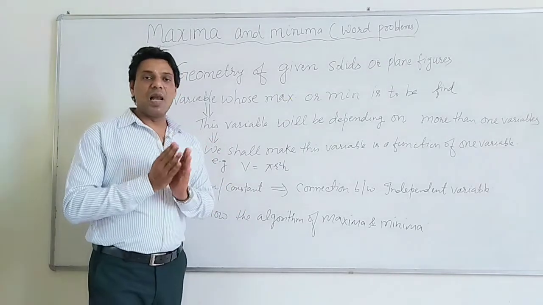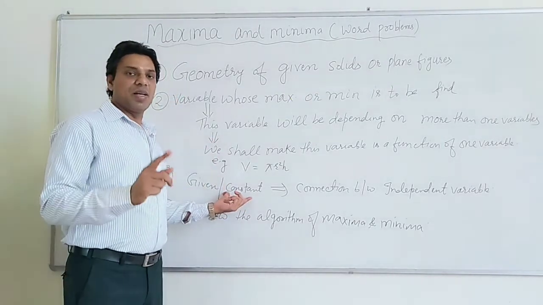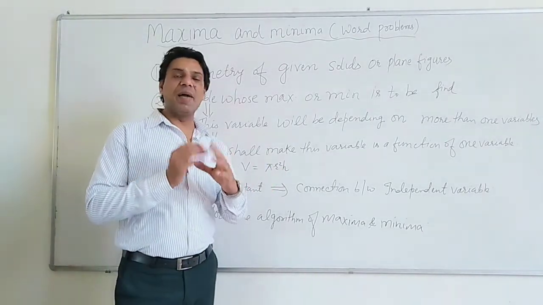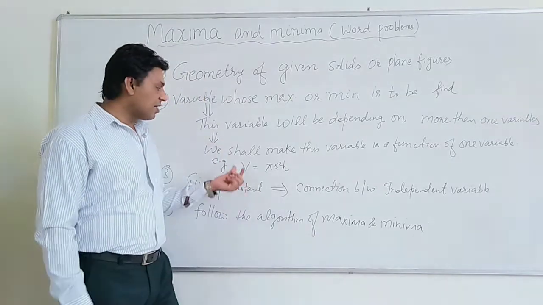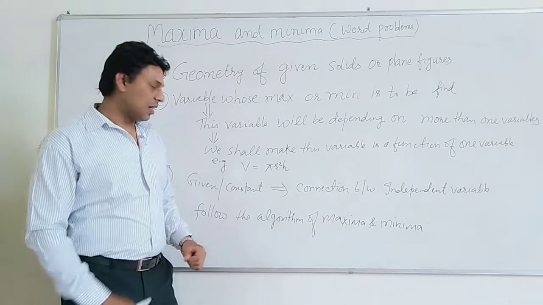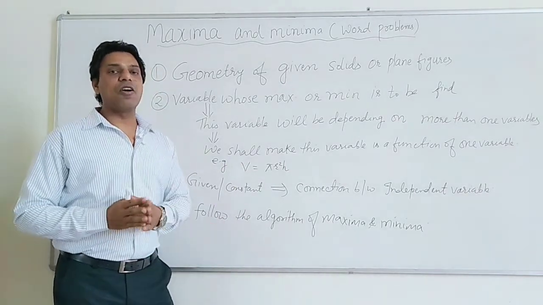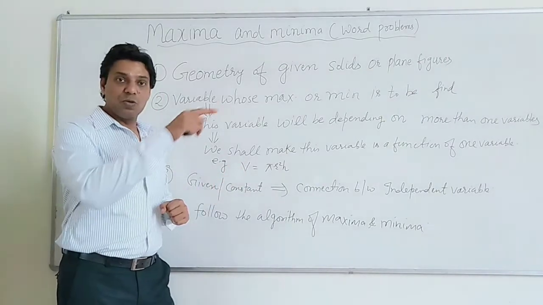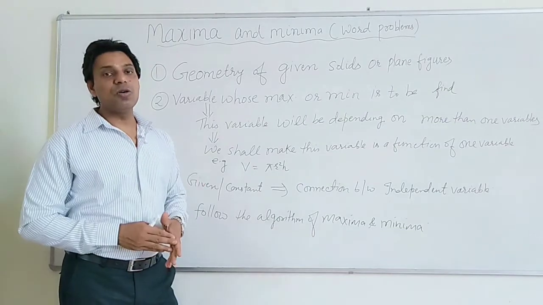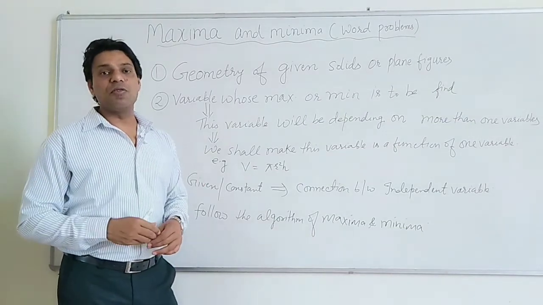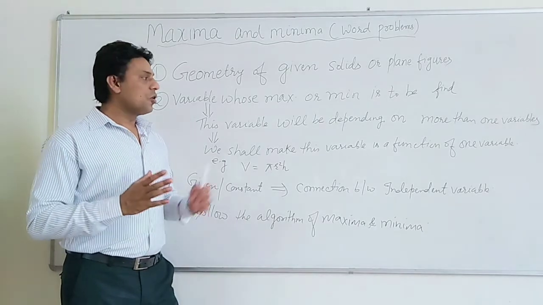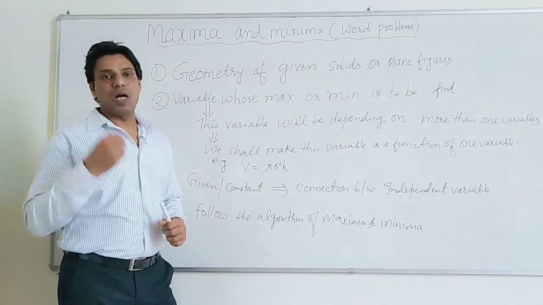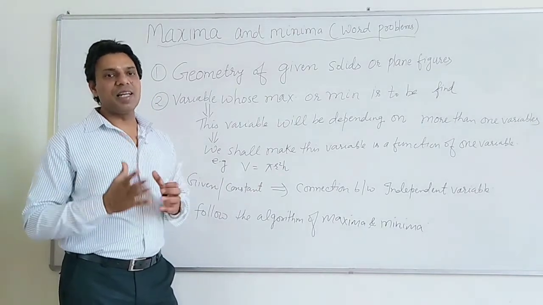So who will help you? This given or constant thing. Remember, from this given or constant thing, you will have a connection between these two independent variables, and finally you can transform your function into one variable. Then you have to follow the algorithm of maxima and minima, that is, you have to differentiate V with respect to one variable and put it equal to 0 to find the stationary point, and finally to find maxima and minima. So note down all these things. Practically we will deal with these steps in a question. So I am taking a question to make the concept clear. Keep watching.